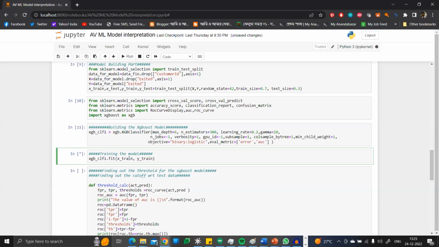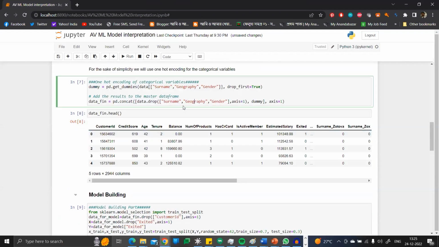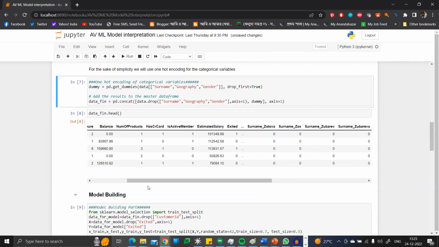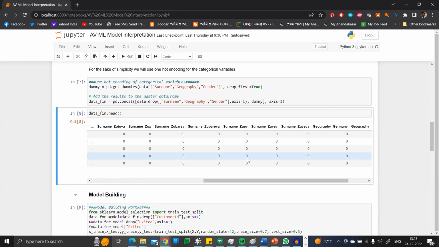There is a question about why gender and geography have been dropped. We have not dropped them. Since we have created the one hot encoded variables, we don't need the surname, geography, and gender columns anymore. All these are now created over here. For example, surname was created like this. There was an actual name called Zuef, which is now created here as a one hot encoded variable, and we don't need the original variables.